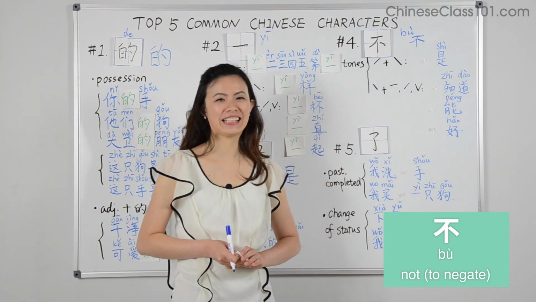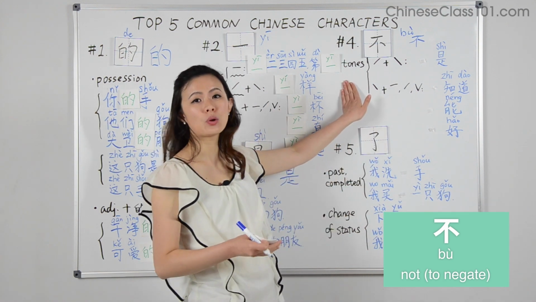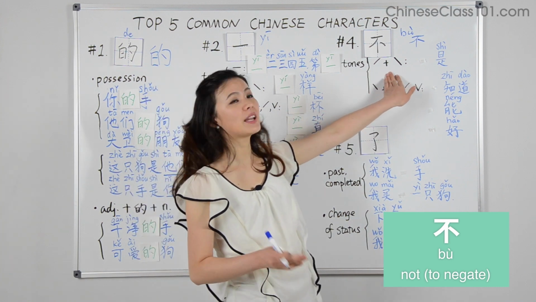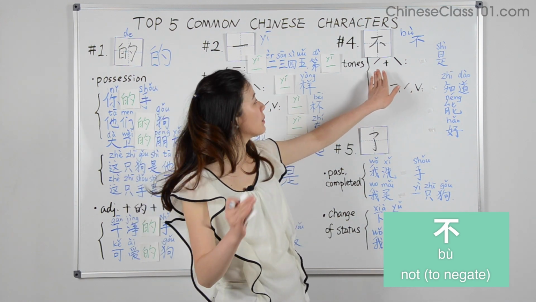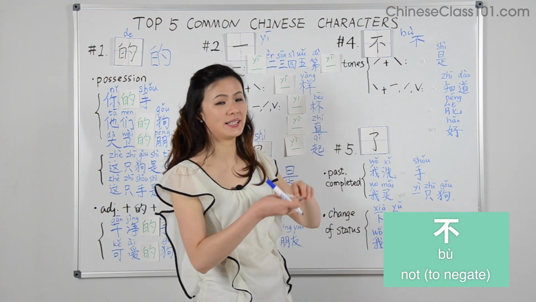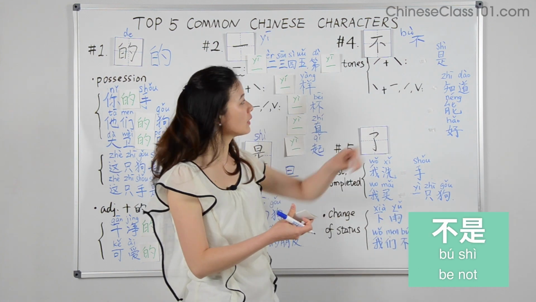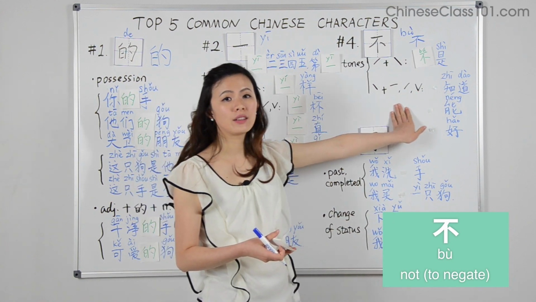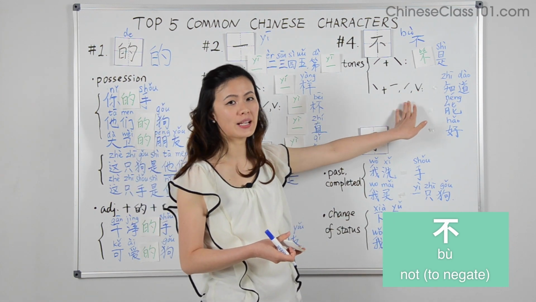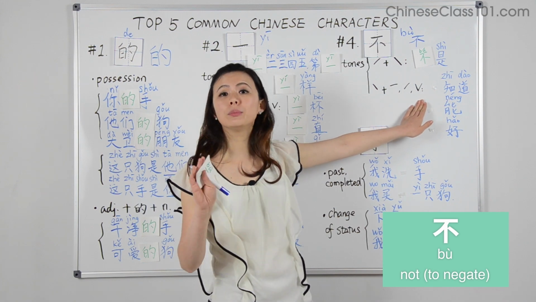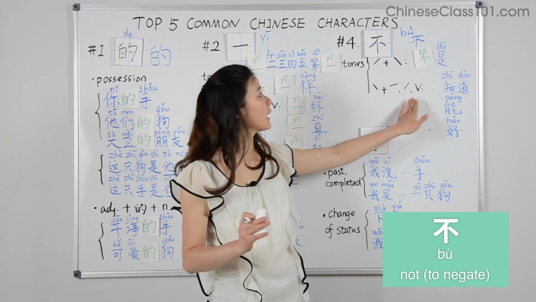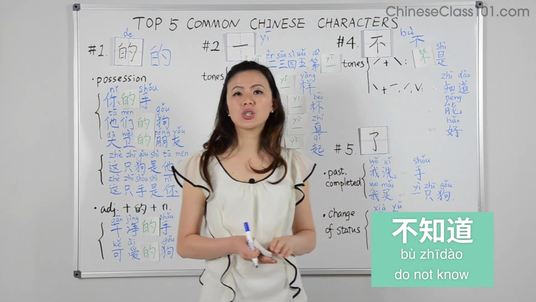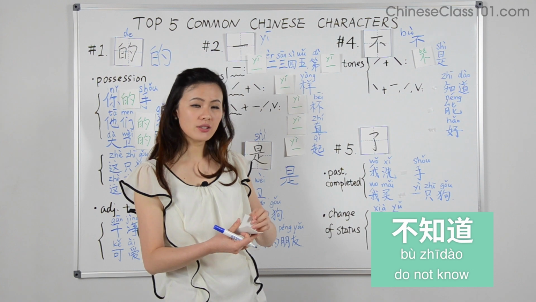But the good thing is the tone changing rules are the same as 一, which is when followed by the fourth falling tone, 不 becomes the second rising tone, as in 不是, 不是. And when it's followed by the three other tones, first, second, third, or when 不 is used alone by itself, it's the fourth falling tone, as in 不知道, meaning do not know.